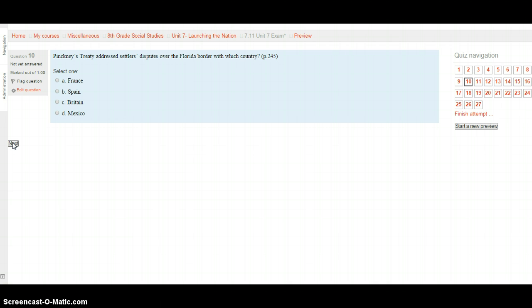Question 10. Pinckney's Treaty addressed settlers' disputes over the Florida border with which country? France, Spain, Britain, or Mexico? So go ahead and go to page 245 to find out what this treaty dealt with. Select your choice, and when you're ready, hit the Next button.